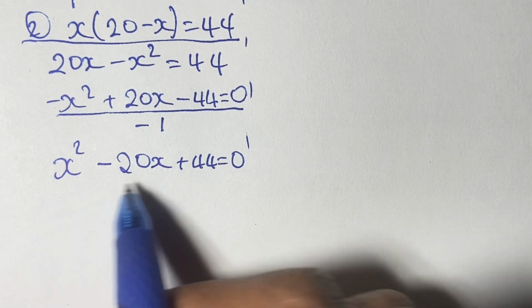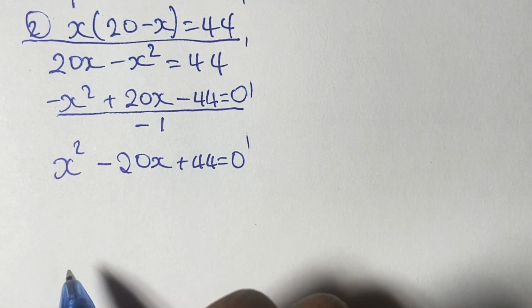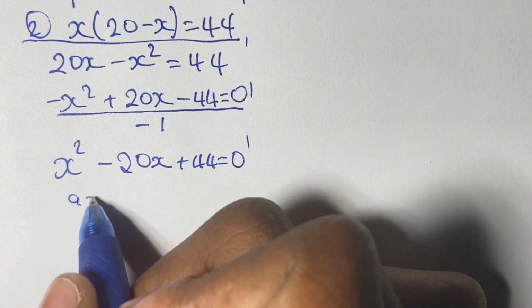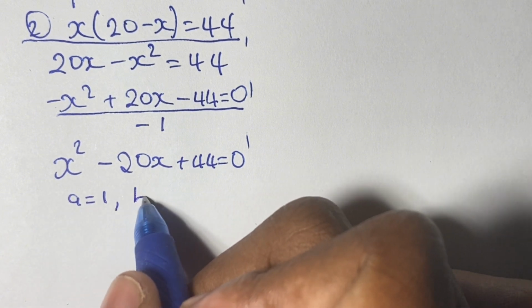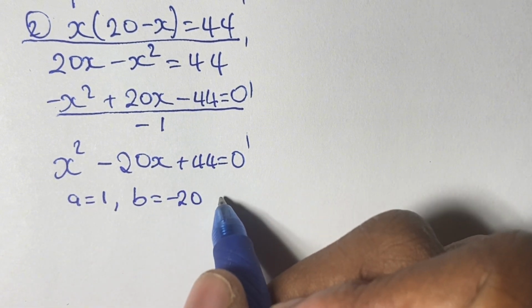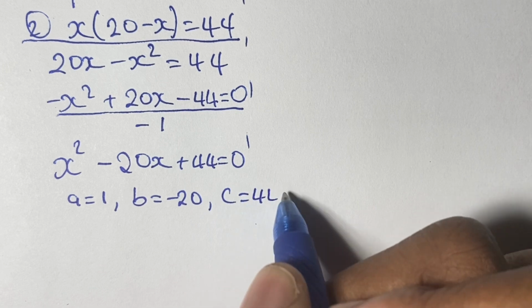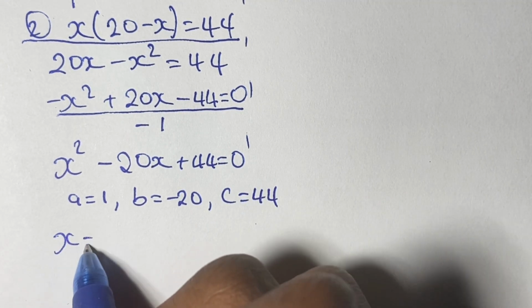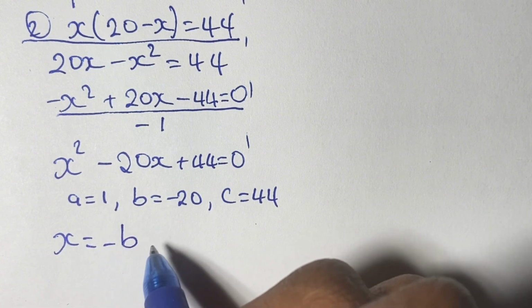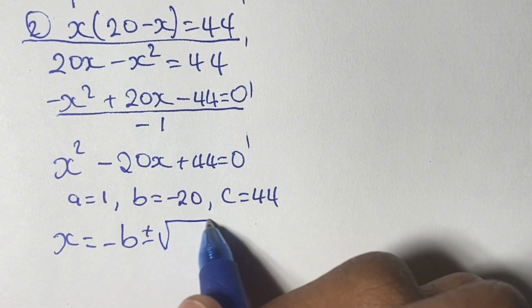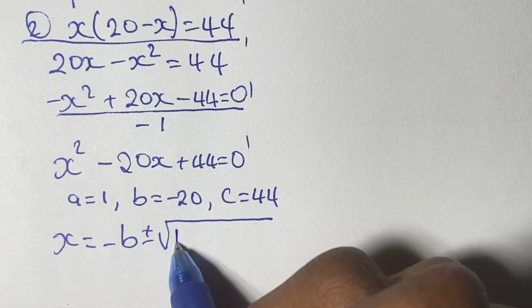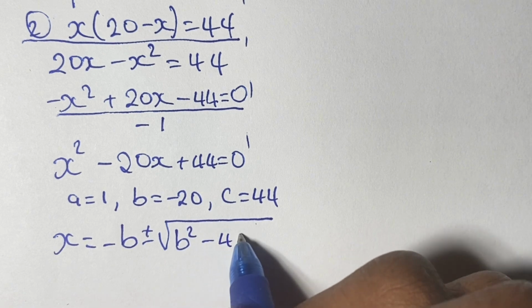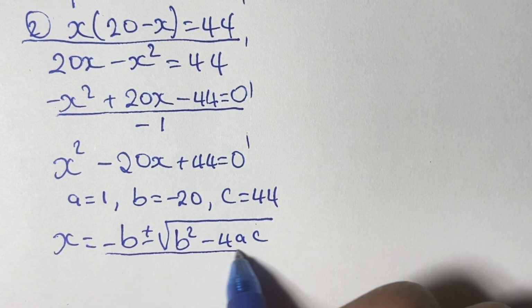Now in looking at our equation, we can solve the value of x by using our quadratic formula, where we have a equals 1, b equals negative 20, and c equals 44. Our general formula for finding x states that x is equal to negative b plus or minus the square root of b squared minus 4ac, all over 2a.